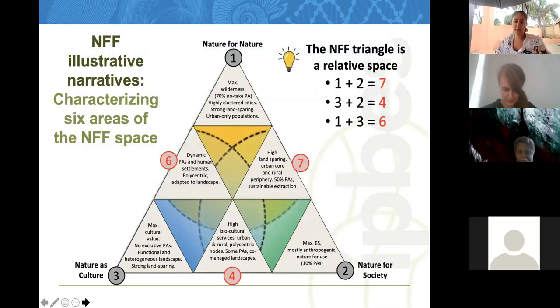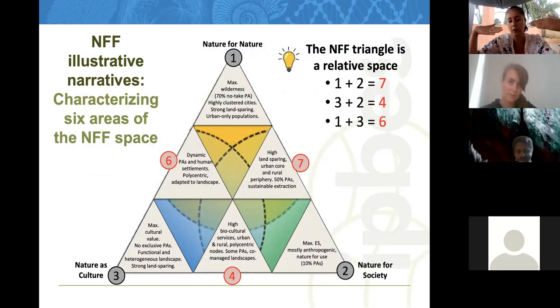Okay, so with the 6 narratives, again, you can see we had this eureka moment of seeing that a combination of nature for nature and nature for society gives you 7. So 1 plus 2 is 7. You need to make sure that 7 is actually a good middle road between the story being told in 1 and the story being told in 2. And at the same point, 7 needs to be diametrically opposite the story being told in 3, because again, they're relative to each other.